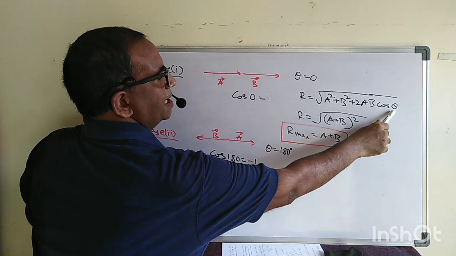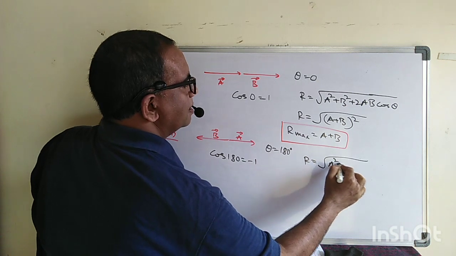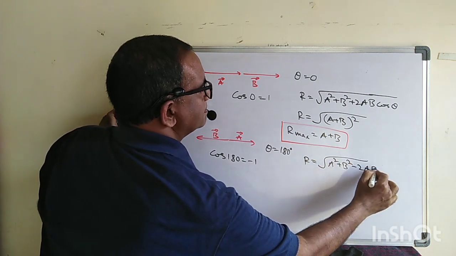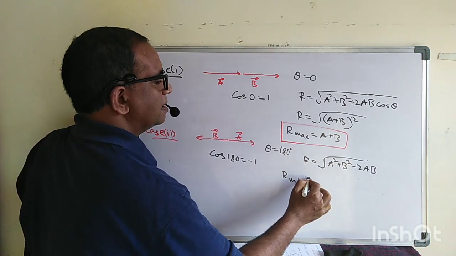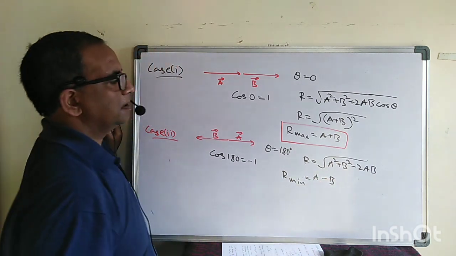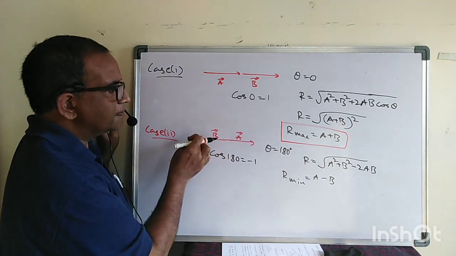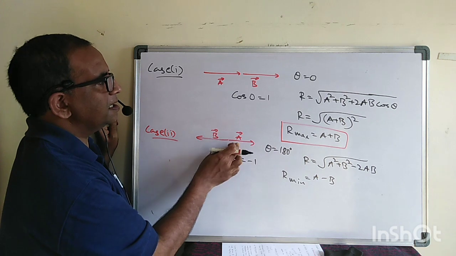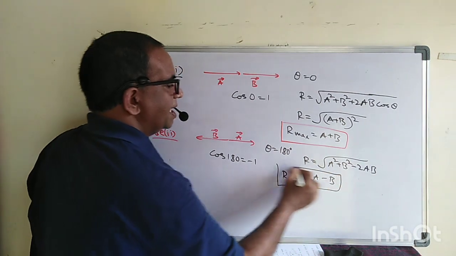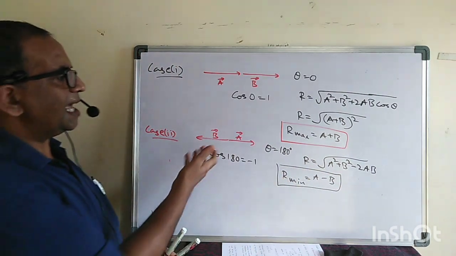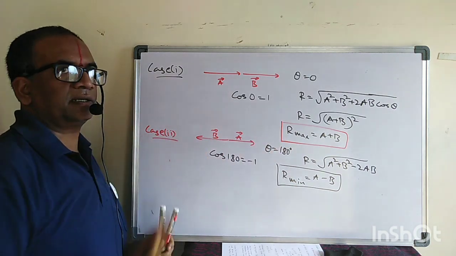Therefore, cos 180 is minus 1 means here you will get R is equal to root over a square plus b square minus 2ab. Therefore, what is the R minimum here? The R minimum is nothing but a minus b. Diagrammatically, a and b are in opposite directions, so you can subtract. If they are in the same direction, you can add. So you can do it either directly or diagrammatically. Diagrammatically we are correct, and mathematically also we are correct.